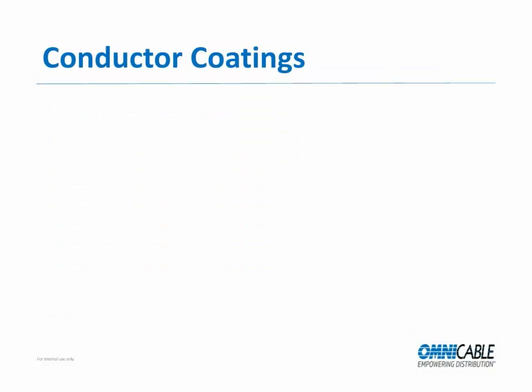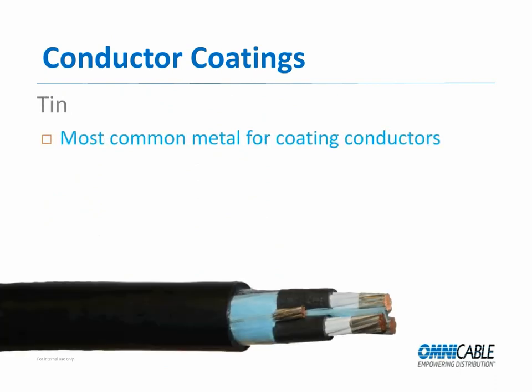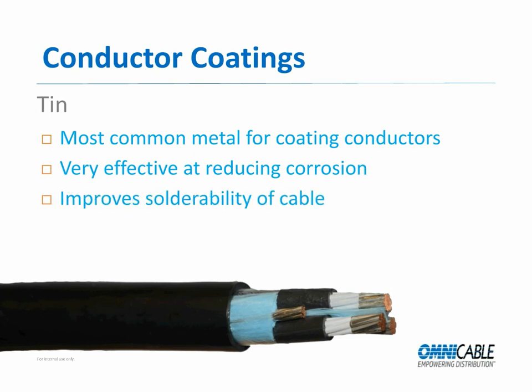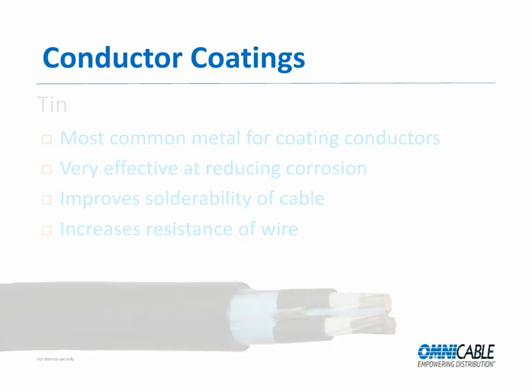Conductors sometimes have metal coatings that help them perform in varying environments. Tin is a commonly used metal coating because of its effectiveness at reducing corrosion or oxidation and its ability to improve the solderability of cable. However, it can also increase the resistance of the wire.